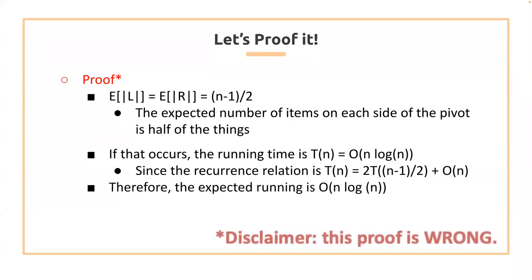So disclaimer, you probably shouldn't have written any of this down because this proof is wrong. Okay. Why is this proof wrong? This claims that the expected running time of QuickSort is n log n. It is proving the right thing. It is just proving it in a way that's not right.